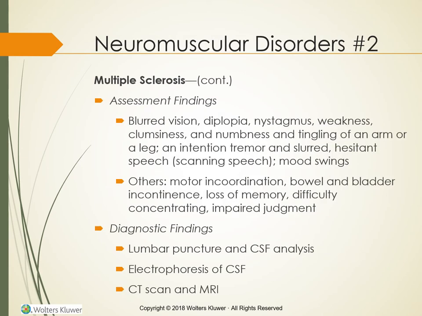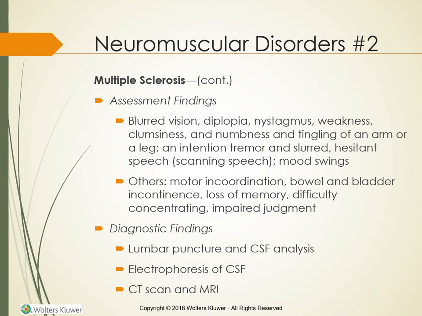Assessment findings. Signs and symptoms. Many clients first dismiss minor symptoms as a result of fatigue or strain. When they no longer can ignore symptoms, clients with MS report blurred vision, diplopia, which is double vision, nystagmus, which is involuntary movement of the eyeball, weakness, clumsiness, and numbness and tingling of an arm or leg. An intention tremor and slurred, hesitant speech, which is called scanning speech, may develop.